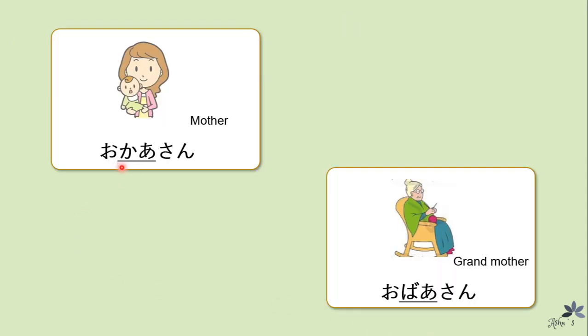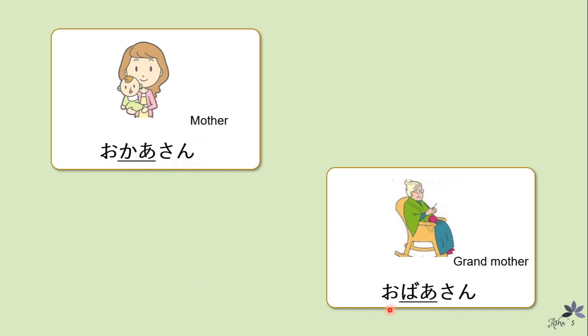Now here I have underlined these two letters. That is Ka when added to A makes the long sound Ka, and it should be read together, not as Ka A. Okay, you have to read it as Ka. So this word becomes Oka-san. Oka-san means mother.